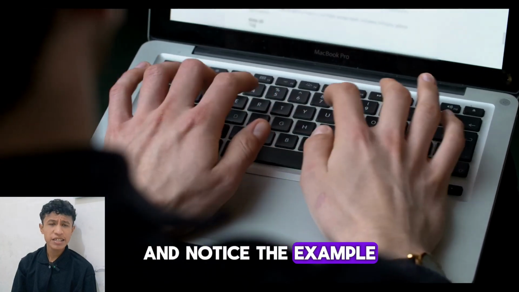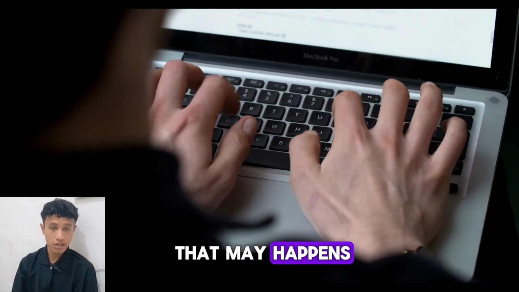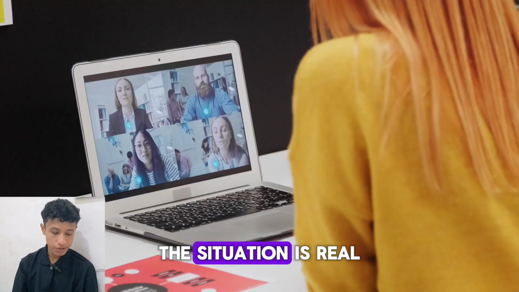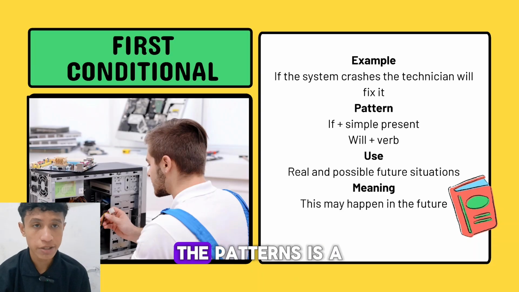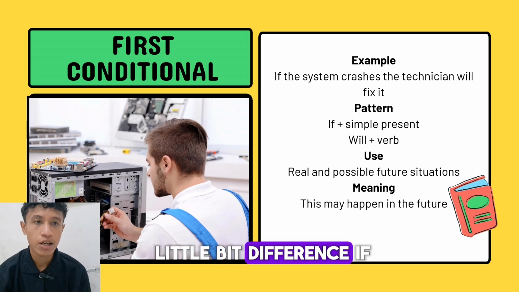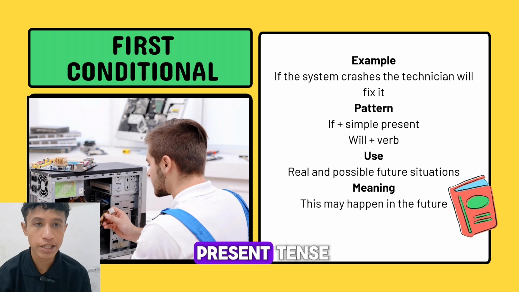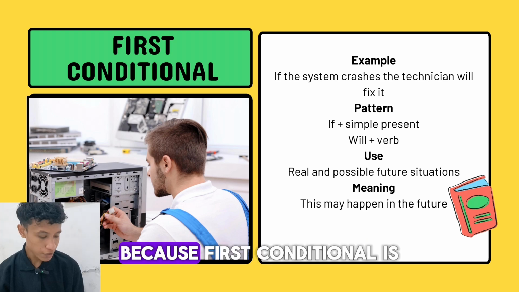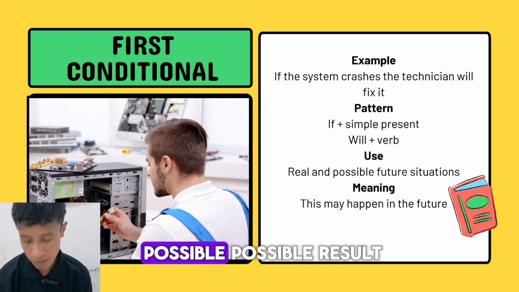Notice the example talks about future situations that may happen. The system may crash and the technician may fix it. The situation is real and possible. Also notice the pattern is a little bit different: if plus simple present, but the result uses will plus base verb. Why is this happening? Because first conditional is used to talk about real situations in the future or possible results.